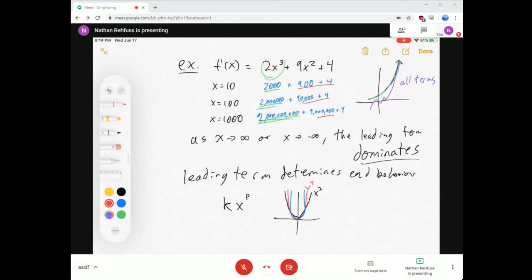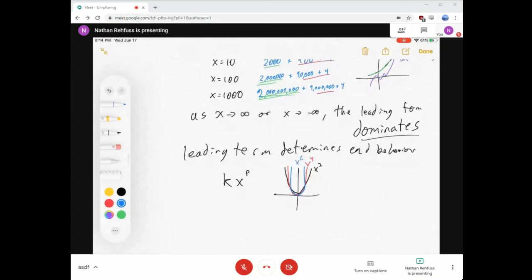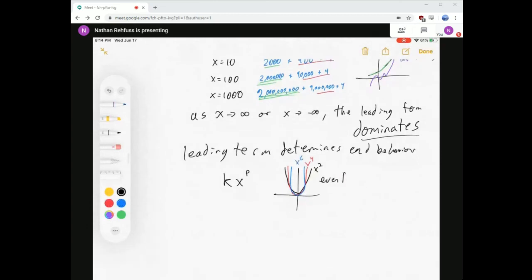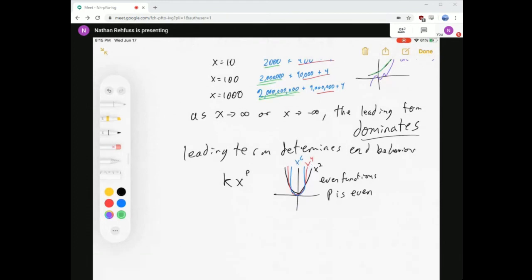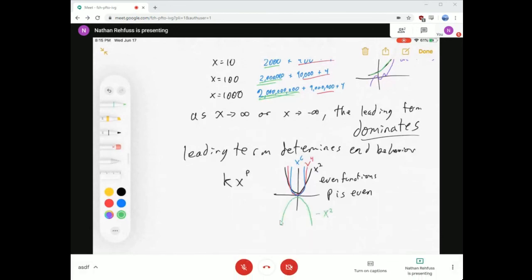The thing about these even functions, these are all the even functions, is that they have horizontal symmetry. So this is where p is even, and when they have horizontal symmetry, it means both branches go the same way. All of these go up, but if I made k negative, so here's negative x squared, then they both go the same way, but it's down on both sides. They have to go the same way because they're reflections of each other. And it can either be not flipped or flipped.